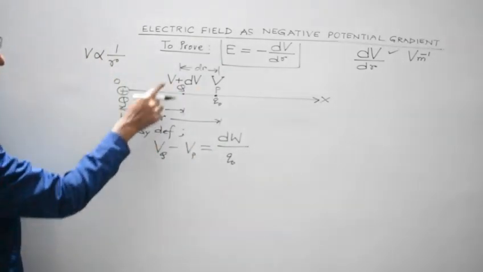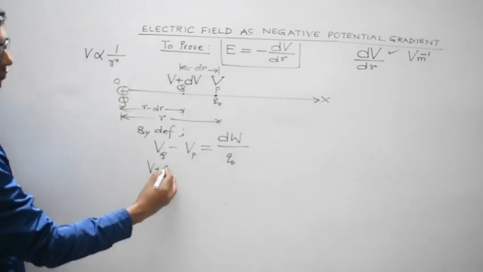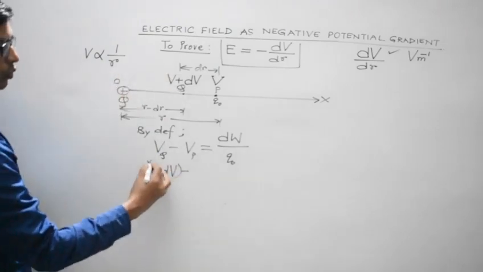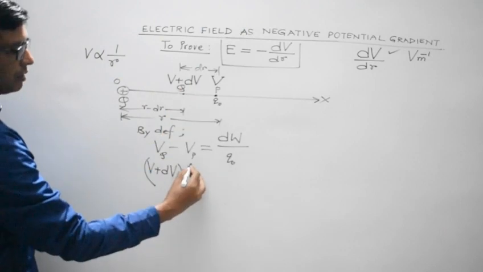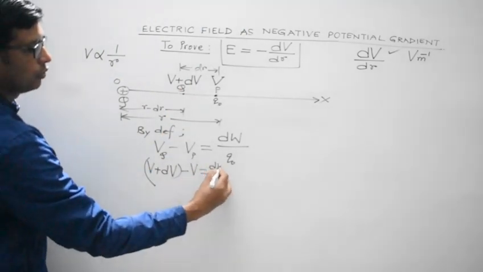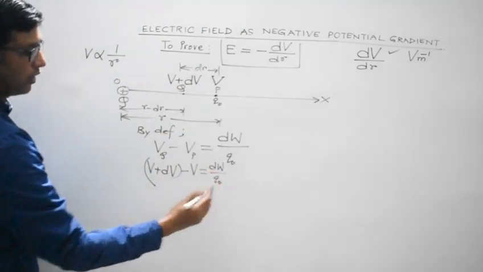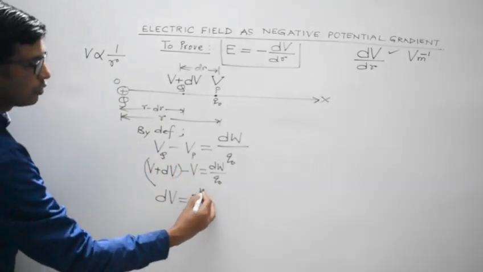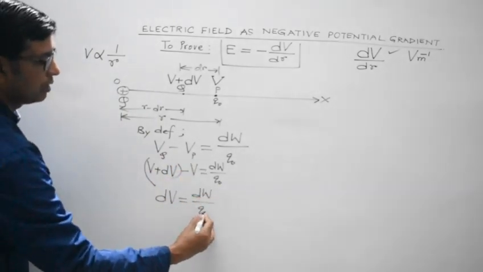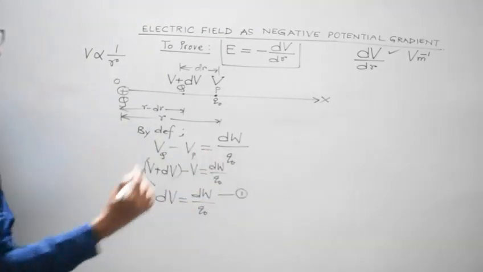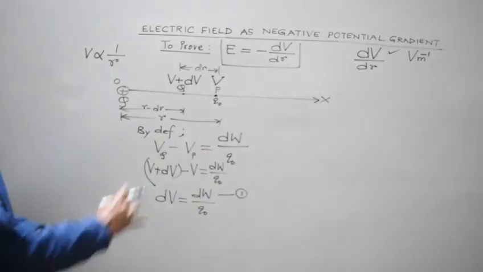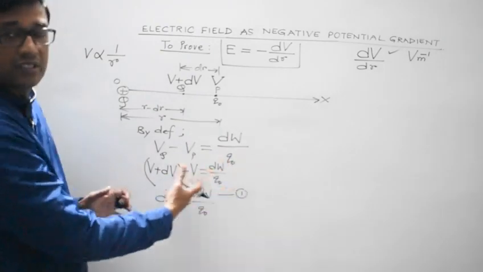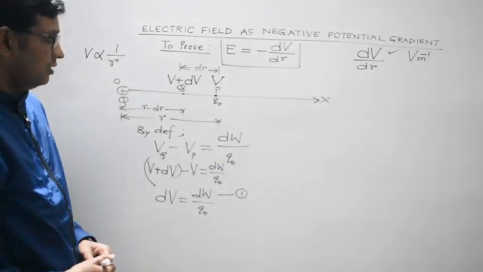Now what is the potential at point Q? It is V plus dV. What is the potential at point P? It is V. So if we evaluate it, V minus V get cancelled, we will be left with dV is equal to dW divided by Q0. You can put this as equation number 1. Fine. So I've simply made use of the basic definition of the potential difference.